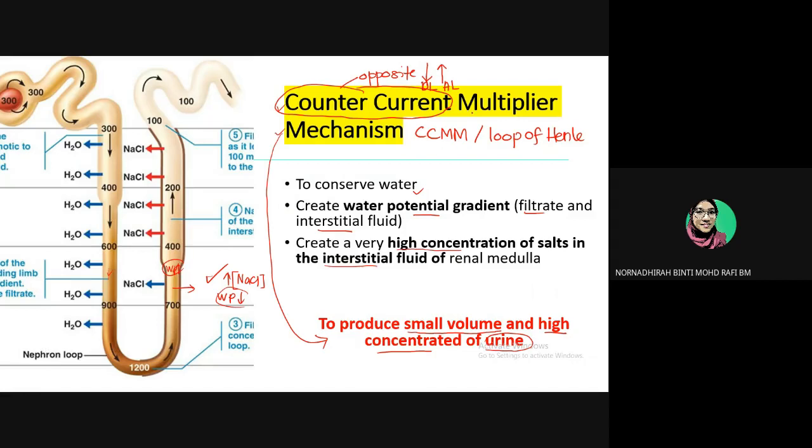Okay, and then the second one is the word multiplier. Multiplier maksudnya multiply, meaning that we want to increase the effect. Kita nak increase the effect of producing the small volume and the high concentration urine. So inilah dia multiplier. We want to increase the effect as the fluid moves down the descending limb and up the ascending limb. So the effect akan increase.